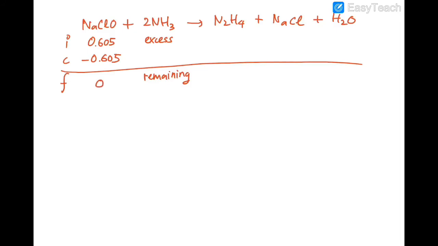and in the change state, we will have also 0.605 mole reacting. And now we have to find the mole for hydrazine. And don't forget that we have to take the coefficient. In this case, it is 1. This is also 1. So 1 over 1 multiplied by the mole of the NaClO. So we will also have 0.605 mole of hydrazine. And this is the first answer to the first question.